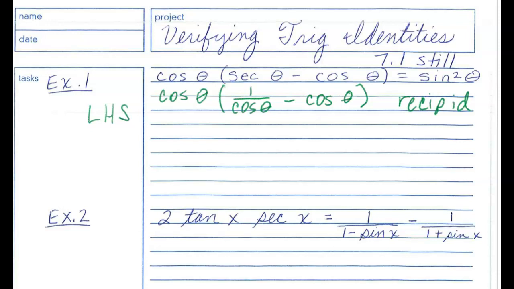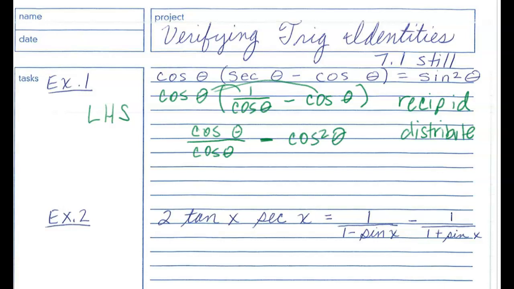We could either subtract in the parentheses, but I have to distribute this anyway, so I'm just going to distribute for this second. It wouldn't matter which one you do first. If you want to make a common denominator, that's acceptable as well. But I'm going to distribute. So I'm going to distribute cosine to here. That means I have cosine theta over cosine theta minus cosine times cosine gives me cosine squared theta.